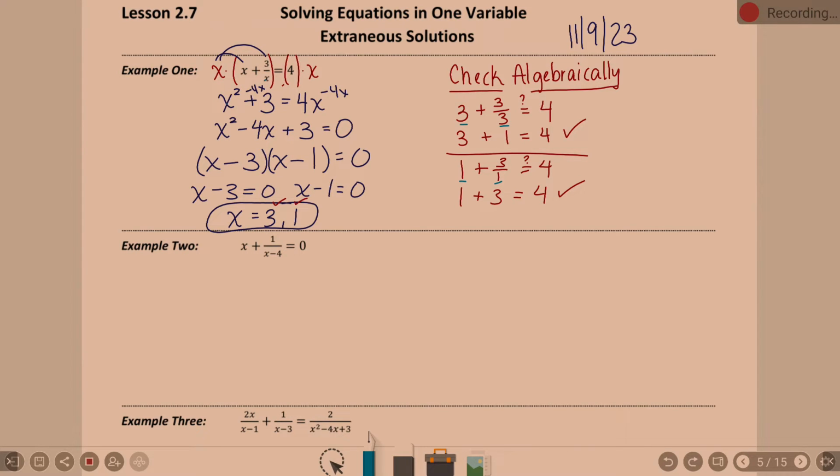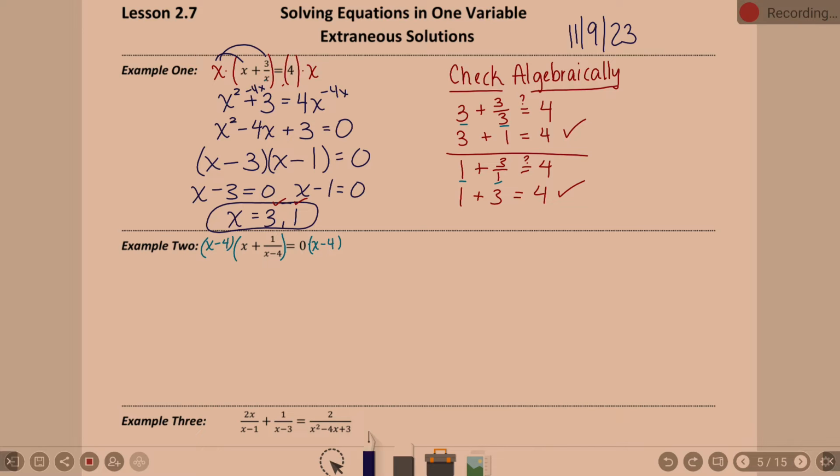Thoughts on what we need to do on example 2 now? Distribute the x. Multiply both sides by x minus 4. Okay. What's multiplying by x minus 4 going to do? Cancel the x minus 4. We want to cancel the x minus 4 on the bottom. So we are going to multiply both sides of this equation by x minus 4 because that is our denominator. And it's our only denominator, isn't it? Okay. So let's work on writing this out.